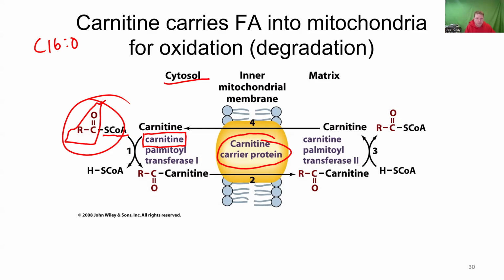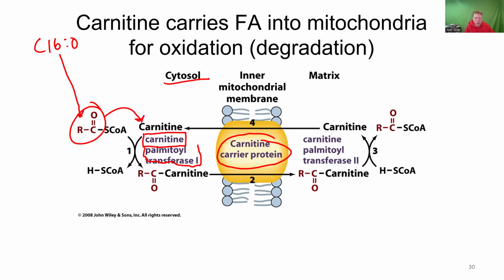Carnitine is an amino acid. It's a non-proteinogenic amino acid. More than anything else, it is involved in the breakdown of fats because it's going to take our 16 carbon long fat and this enzyme known as carnitine palmitoyl transferase 1, which is a cytosolic enzyme, is going to take our fatty acid chain and attach it to carnitine. The carnitine carrier protein will take anything that carnitine is bound to and move it from one side of the membrane to the other side of the membrane.